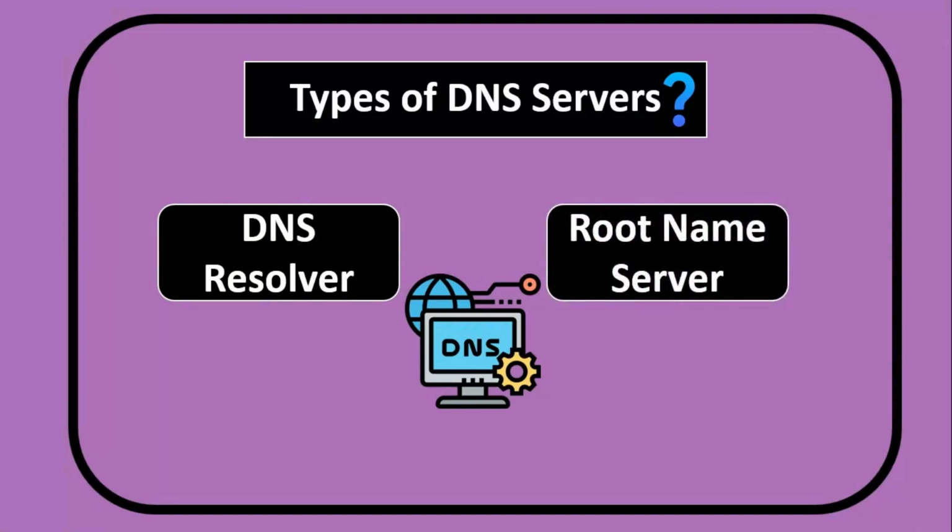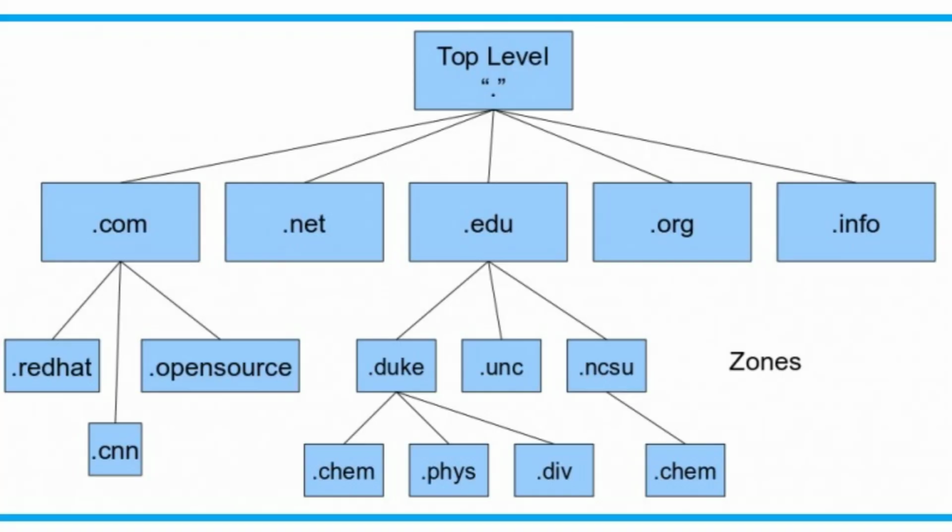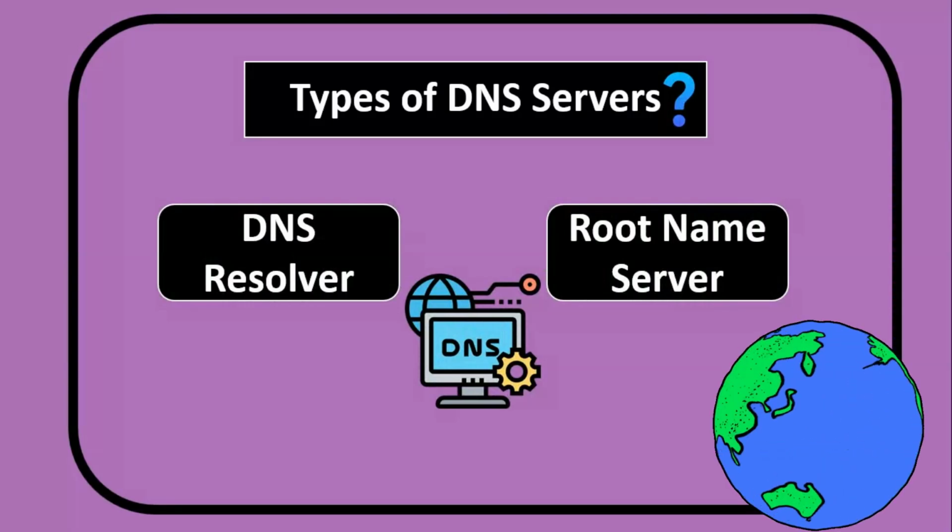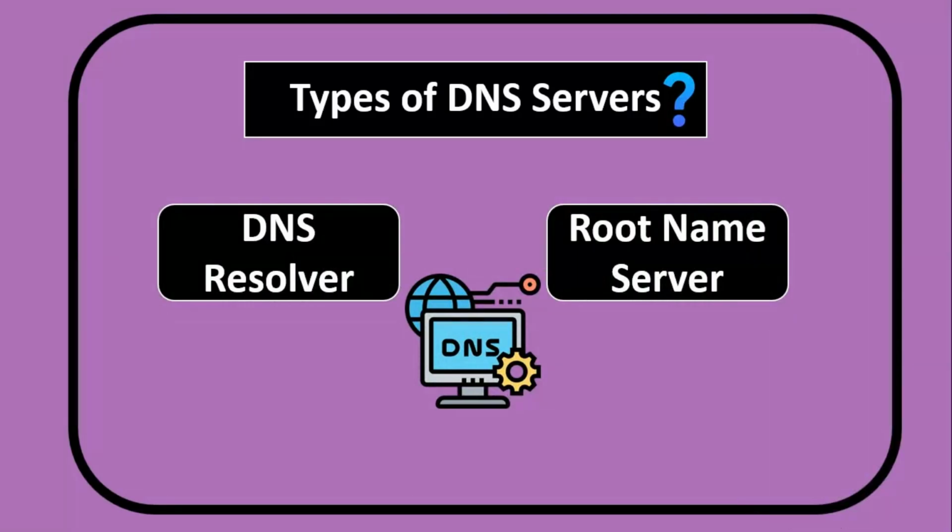The second one is the root name server. There are 13 sets of root name servers distributed worldwide. The root name server represents the top level of the DNS hierarchy. It also helps redirect the DNS queries to the appropriate DNS TLD server based on the domain extension.